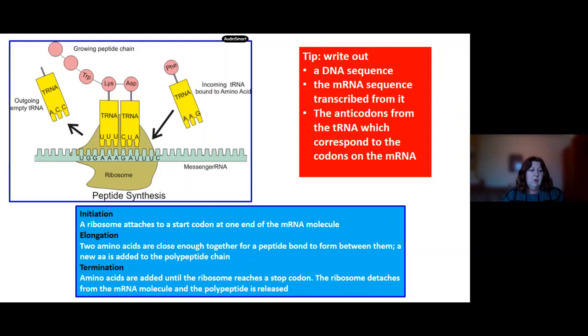Now, there are 3 other key words that I haven't used yet, and you can see them below the diagram in black there. Initiation, that's when the ribosome attaches to the start codon. Elongation, when the 2 amino acids are close enough for the peptide bond to form between them and build the chain. And then the last part, termination, where amino acids are added until we reach a stop codon, and then the ribosome can detach and move along the chain again, building another exactly the same polypeptide chain. Okay, so I just thought you needed a little bit more detail there of the complementary base pairing.